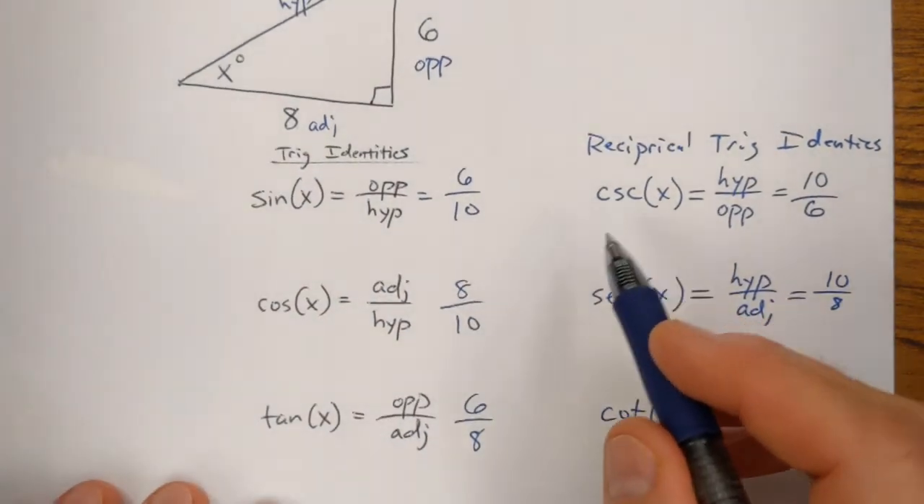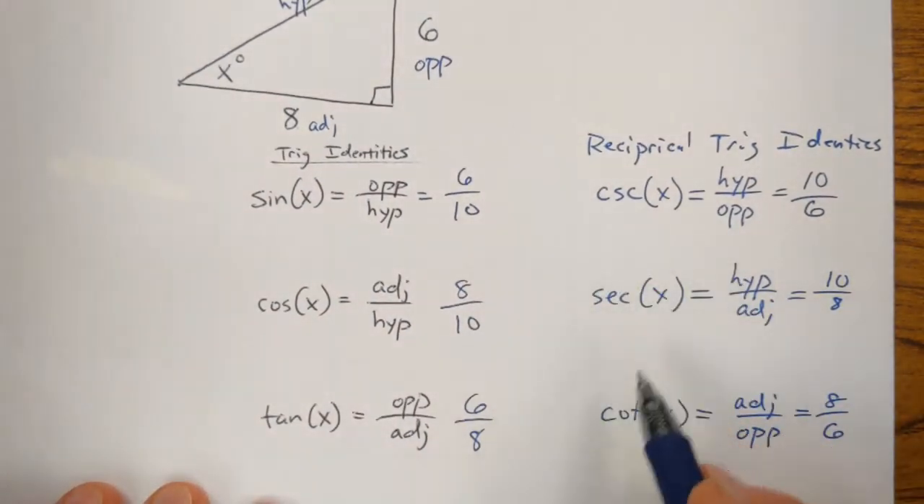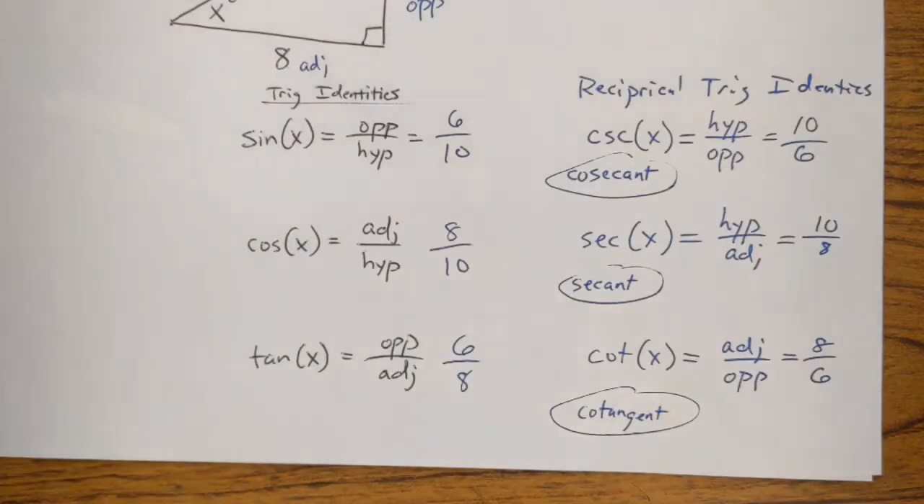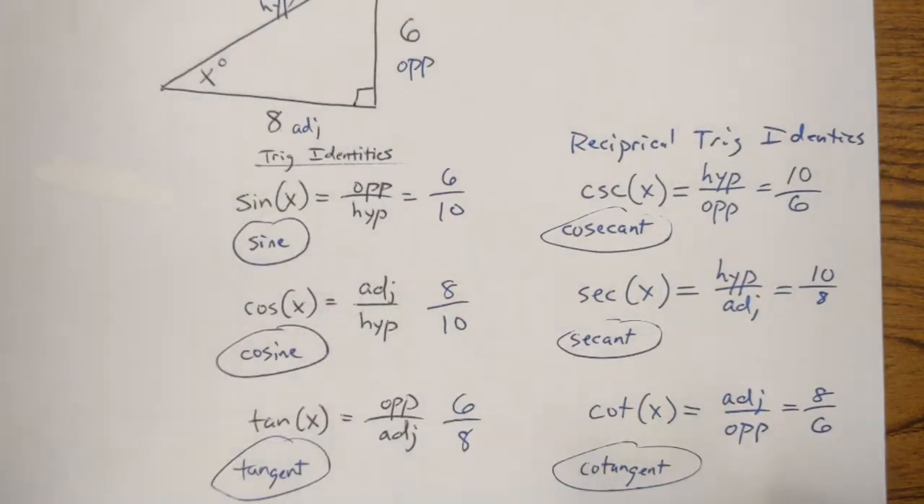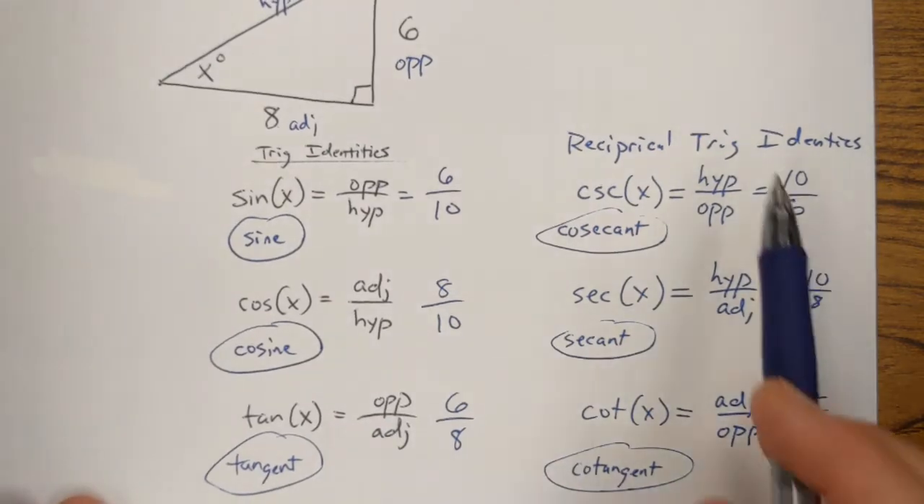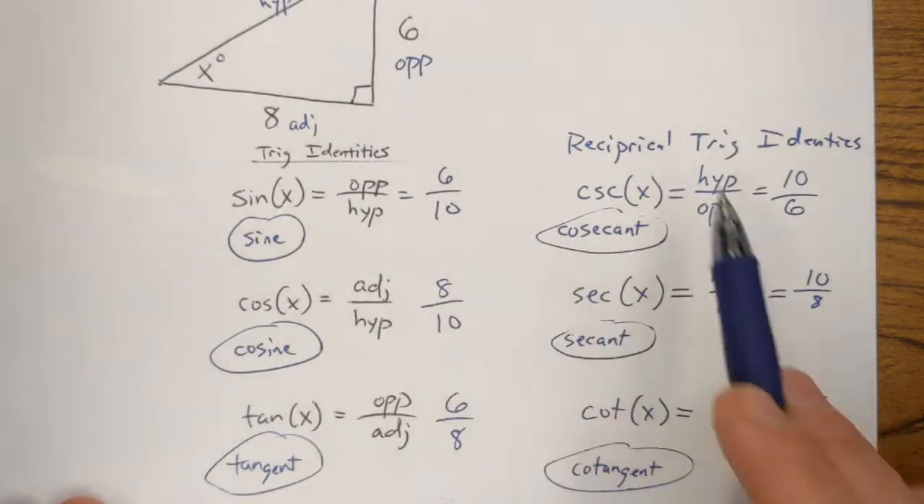Okay, and let me write, these are the abbreviations for cosecant, secant, and cotangent. Let me write those out for you. There you go, there's all the words written out. And let me do the same for these as well. So if you're going to take a screenshot of anything on this video, this is the most important thing right here.